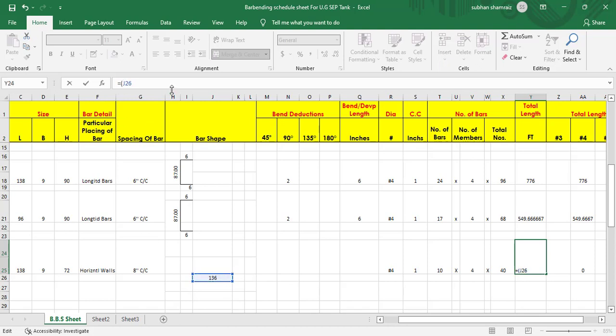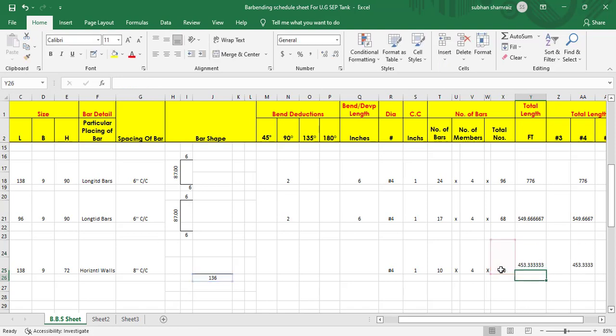Cut length multiply by total numbers divided by 12. Cut length multiply by total numbers divided by 12. Okay, so it is 453.33.